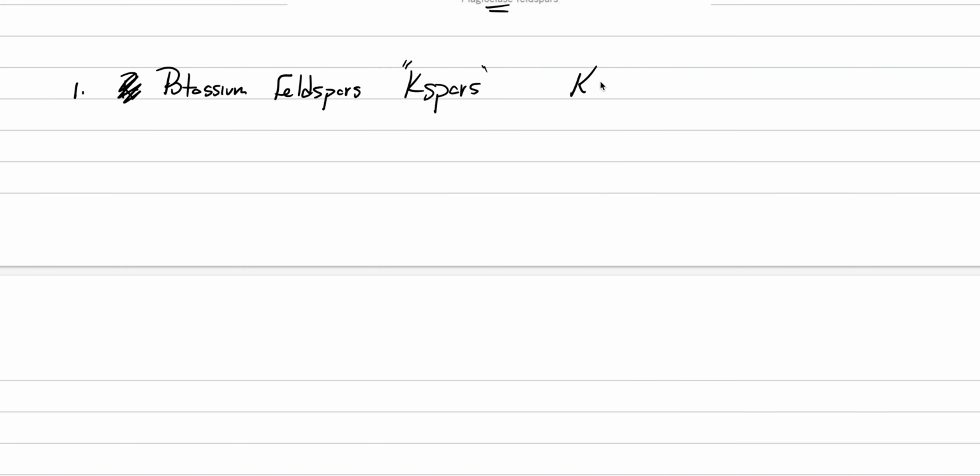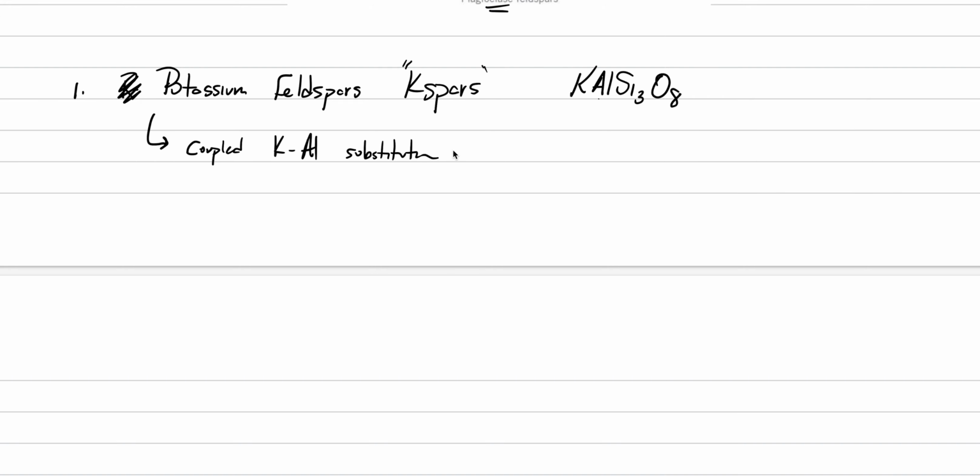The chemical formula for the K-spar is potassium aluminum Si3O8, where one aluminum has substituted in for one of the silicons, and it required a coupled substitution of putting in this K. Should we make a note of that? Let's do it. Coupled KAl substitution.